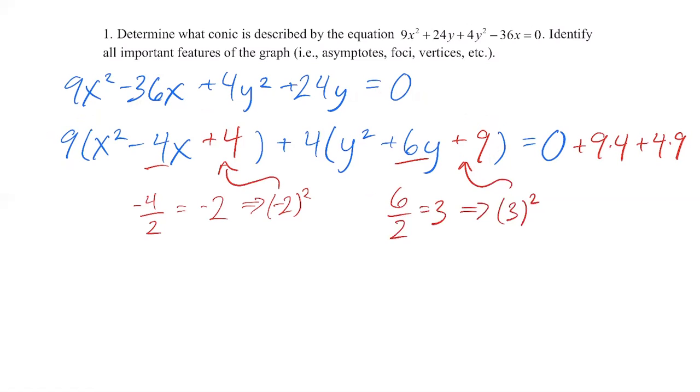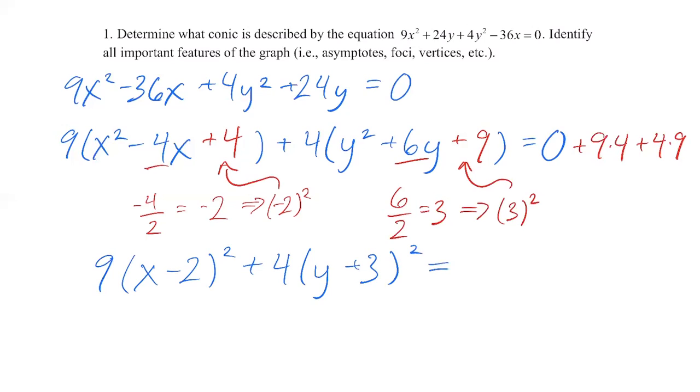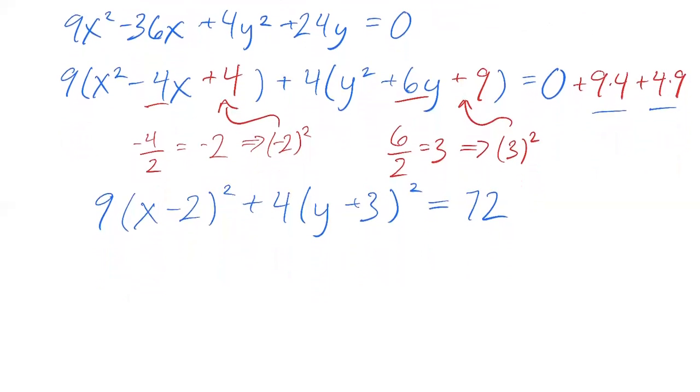So let's see where we stand at this stage. We've got 9 times x squared minus 4x plus 4, that is, as we had hoped, a perfect square. It's (x minus 2) quantity squared. And y squared plus 6y plus 9, that is also convenient. It was structured to be, right? It's (y plus 3) quantity squared. And that's going to be equal to 0 plus 36 plus 36, and that gives me 72. This is very close to done.